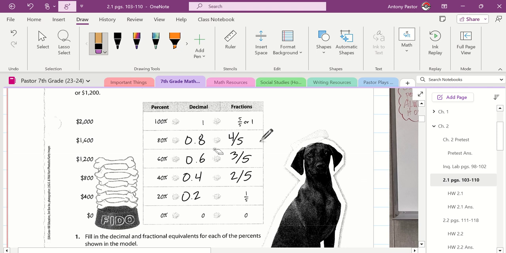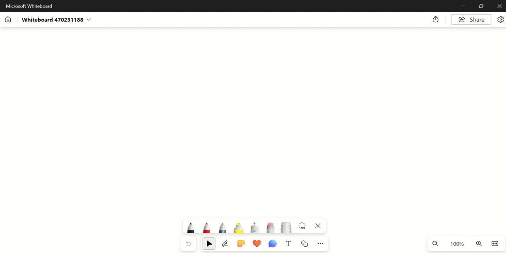This is very important, that we understand how percentages can be written as decimals and as fractions, because there's going to be two different methods for us to solve a percent of a number. So I highly suggest that you write this table down, or you understand how to write percentages as decimals.